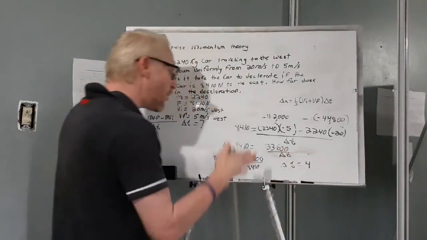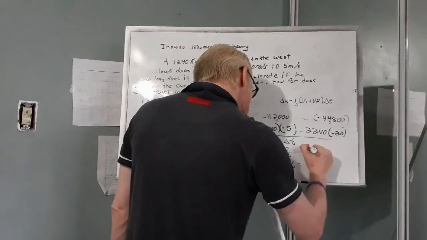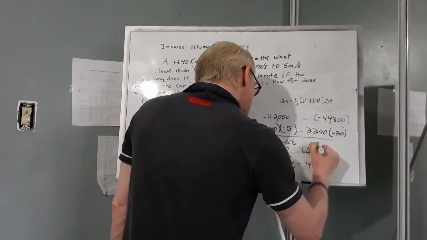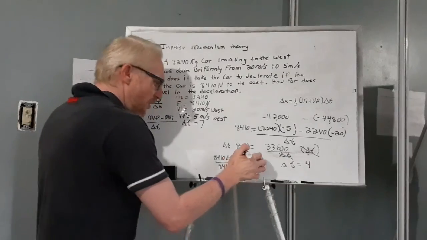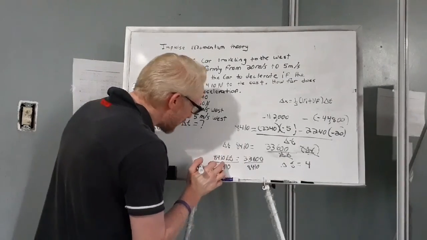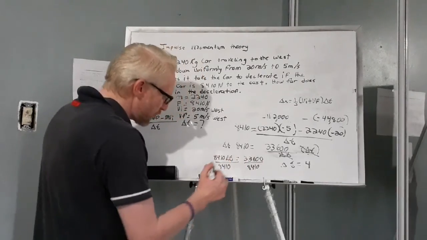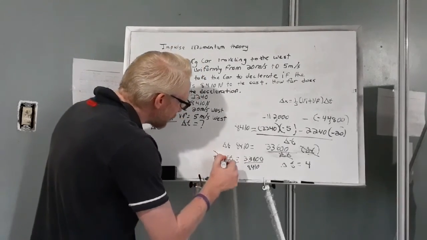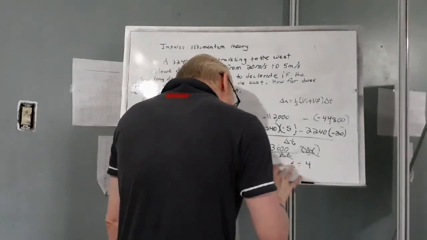What I need to do now is solve for the change in time. So I'm going to multiply by the change in time here. Okay? So this is going to cancel out. And then, of course, 8,410 times the change in time is 8,410. Change in time equals 33,600. So I divide by 8,410 on both sides. And this equals 4.